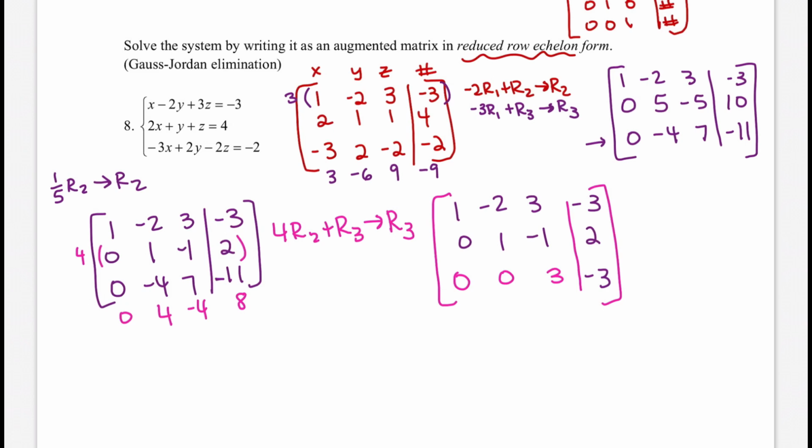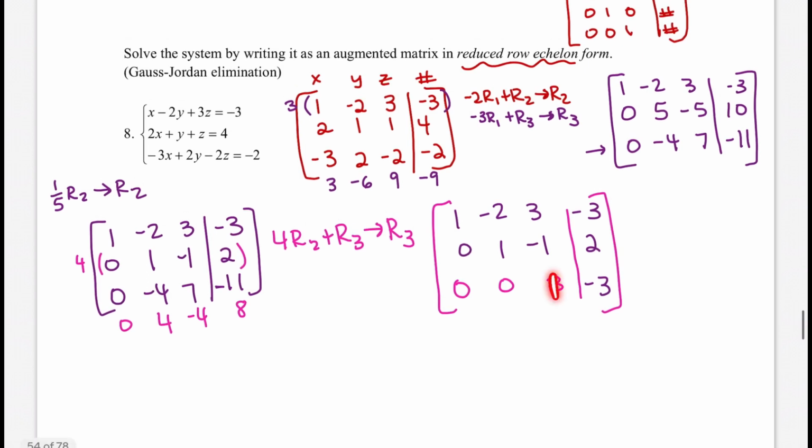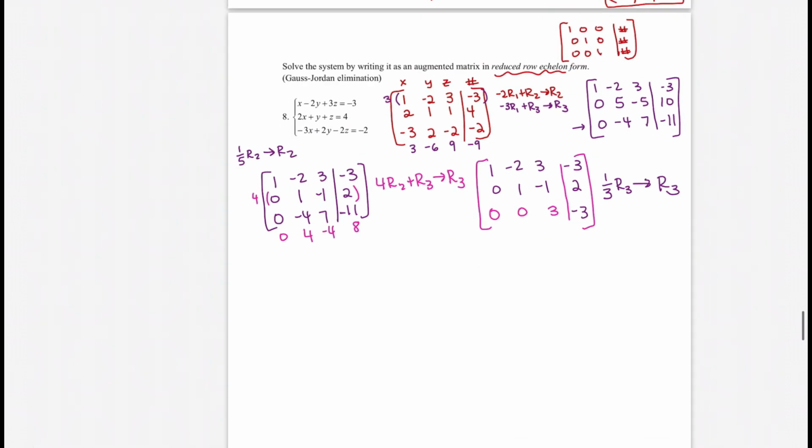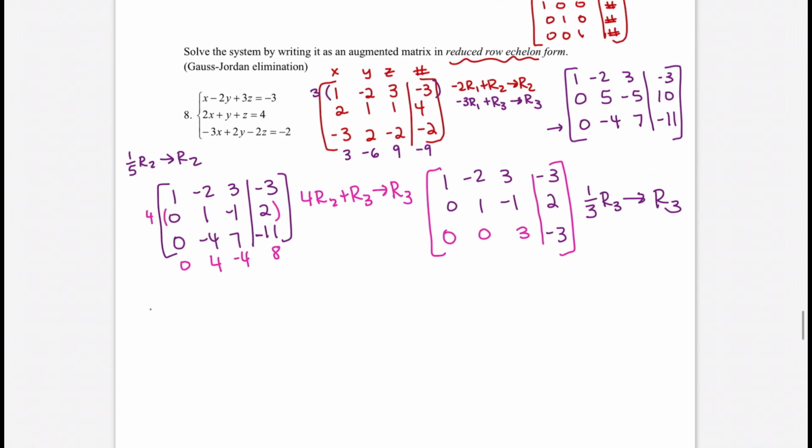Now the last step to get it in row echelon form is to get a 1 in this position. This is a 3, this is a negative 3, so this would be like 3z equals negative 3, so I'm dividing by 3. But when we're doing matrices, we're multiplying by a number. So I'm going to multiply 1/3 times row 3. It's going to give me my new row 3. So I have a 0, 0, 3 divided by 3 is 1, and negative 3 divided by 3 is a negative 1.